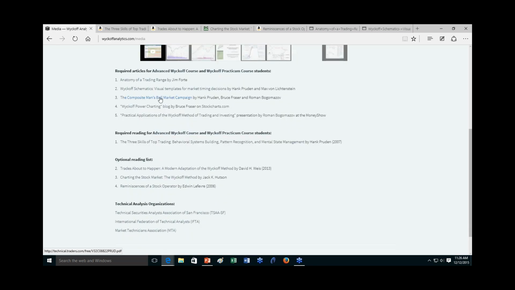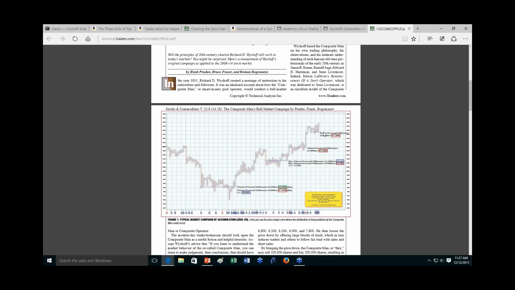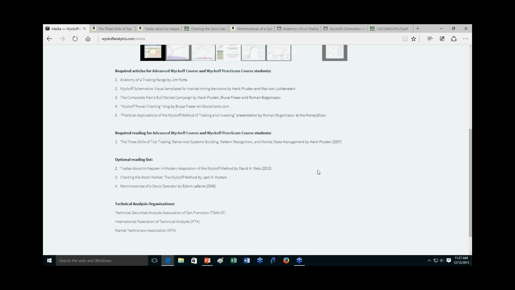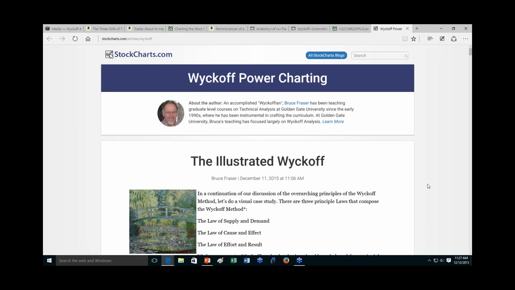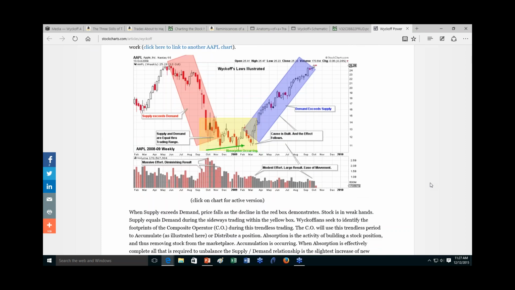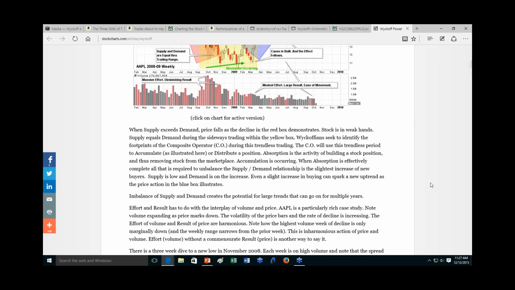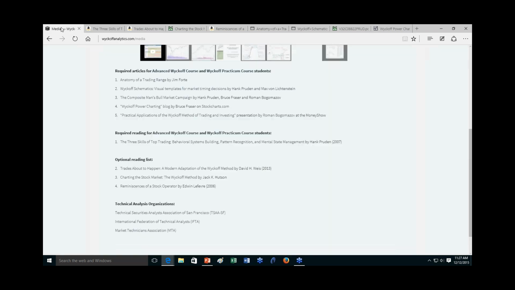I co-wrote an article on point and figure, and this scenario is still unfolding, so it is an interesting article from the perspective of the market. Highly recommend Bruce Fraser's blog on StockCharts on the Wyckoff methodology. So there is a lot of great stuff right here if you want to do self-paced learning of the methodology.